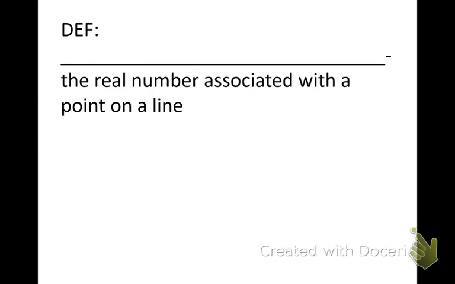Coordinate. A coordinate is a real number associated with a point on the line.